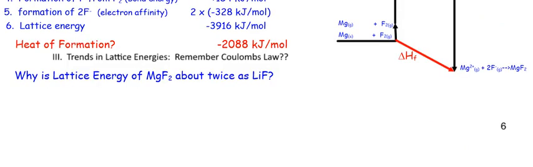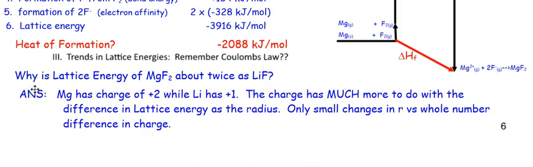Now, why is the lattice energy of magnesium fluoride about twice that of lithium fluoride? That's a great question, all right? What does it say here? Well, magnesium has a charge of 2+, while lithium has a charge of 1+. So the charge has much more to do with the difference in lattice energy than the radius, all right? Only small changes in radius versus a whole number difference in charge. So it's almost twice as much.